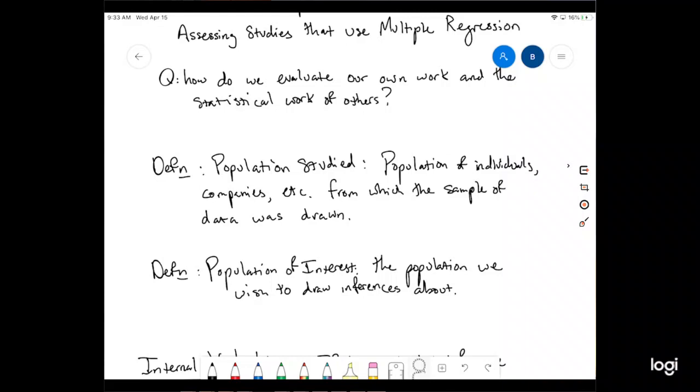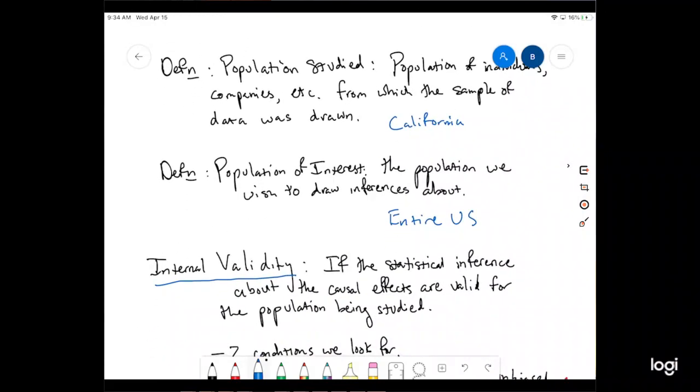The population studied here is California, and the population of interest is the entire U.S. So the question is, is the population studied a reasonable sample to draw inferences about the entire United States?